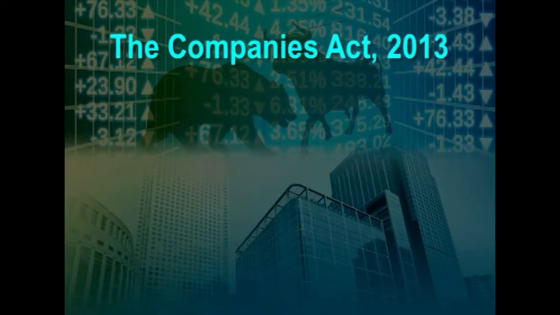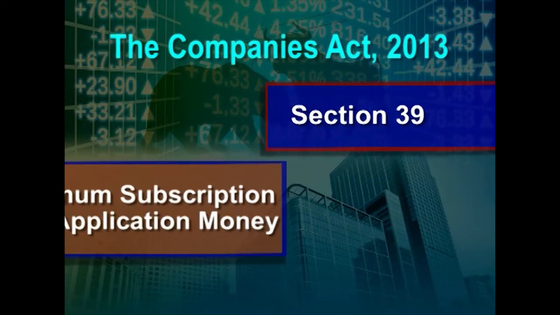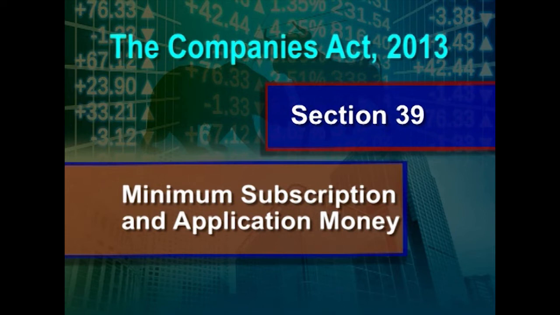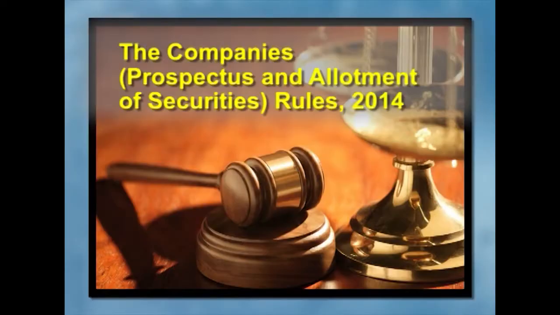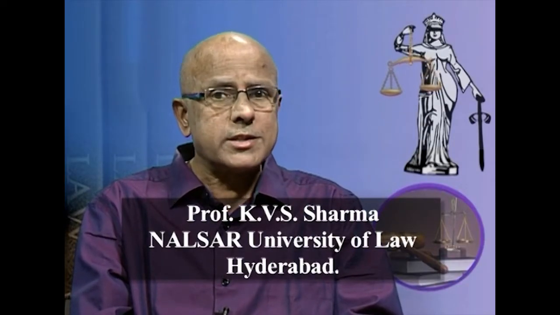Statutory restrictions with reference to allotment of shares. 1. Section 39. Minimum subscription and application money. When shares are offered to the public, the amount of minimum subscription has to be stated in the prospectus. Companies Act 2013 and Companies (Prospectus and Allotment of Securities) Rules 2014 did not prescribe the amount of minimum subscription. So, the company has to disclose the minimum subscription amount in the prospectus.